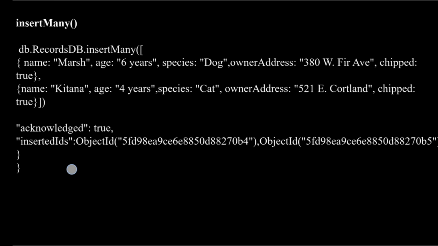As before, with insert many, db records db dot insert many, the data that was entered as input will appear. After that, the same thing: acknowledgement as true, and two object IDs are created. See here, inserted IDs, object ID 1 and object ID 2. When we notice these object IDs, the last number has changed, so each one is unique. Then we need to use separate curly brackets and separate parentheses for this.